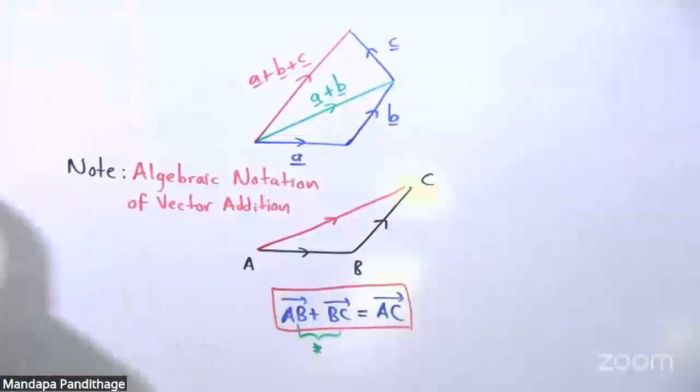Okay, so read the first question. The midpoints of sides BC and DC of the parallelogram ABCD are E and F. We have two midpoints. Given that AB is equal to A and AD is equal to B, find these vectors. Small thing. Look at the board now.